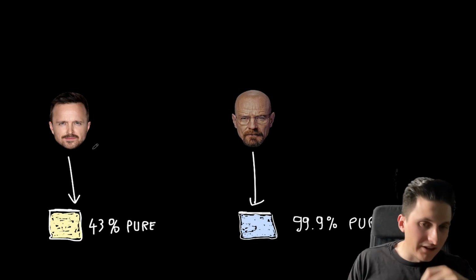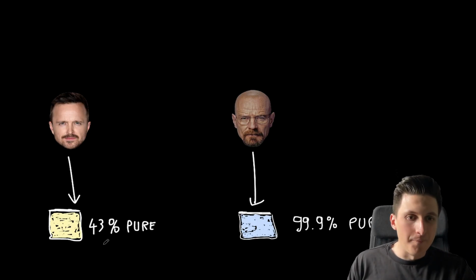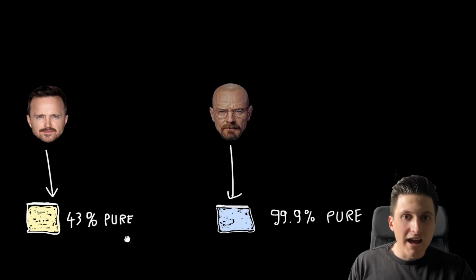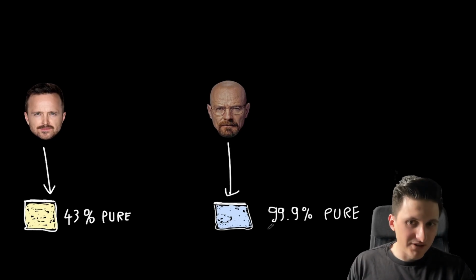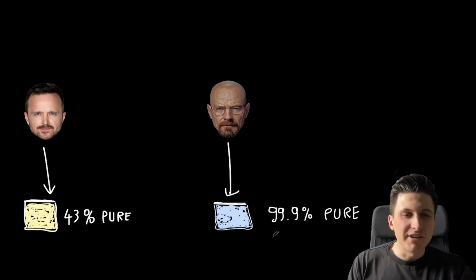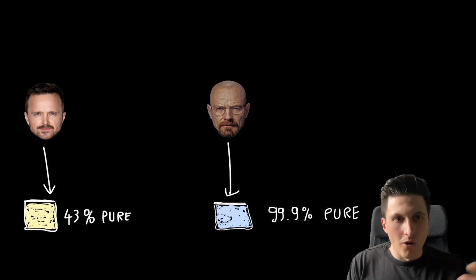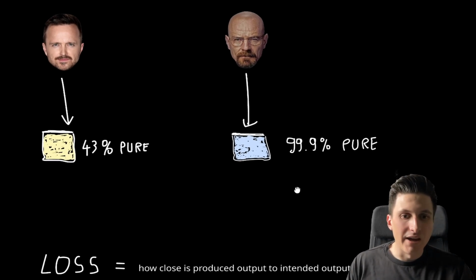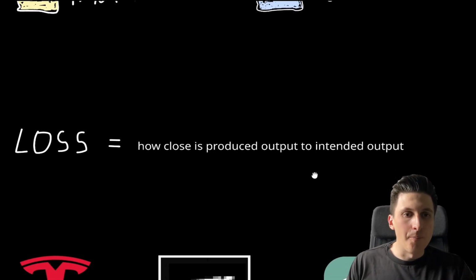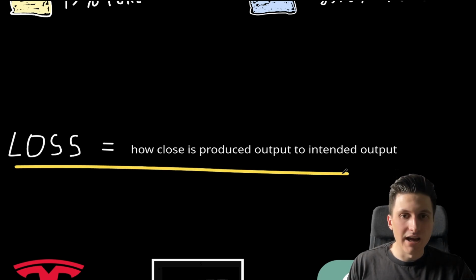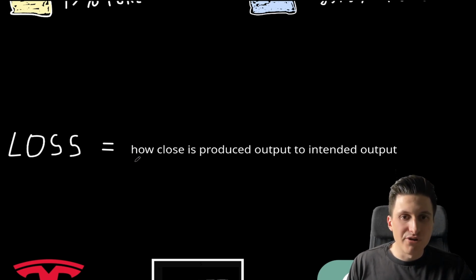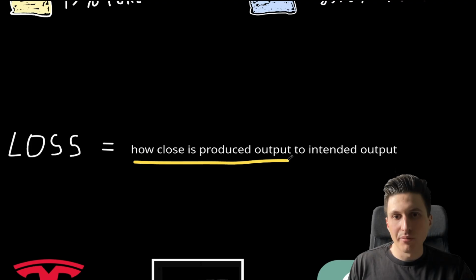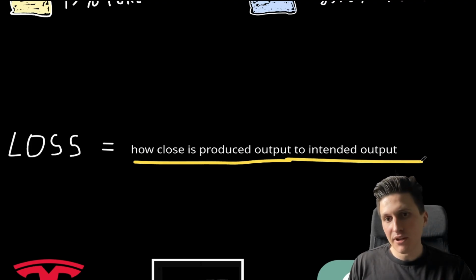For example, in the beginning of the series, the product Jesse produces is 43% pure, and the product Walter produces is 99% pure. And with our neural networks, we also need to have some kind of measure of how good our neural network is doing. And that is what is called the loss function. And loss is just a measure of how close the produced output of our neural network is to the intended outputs.